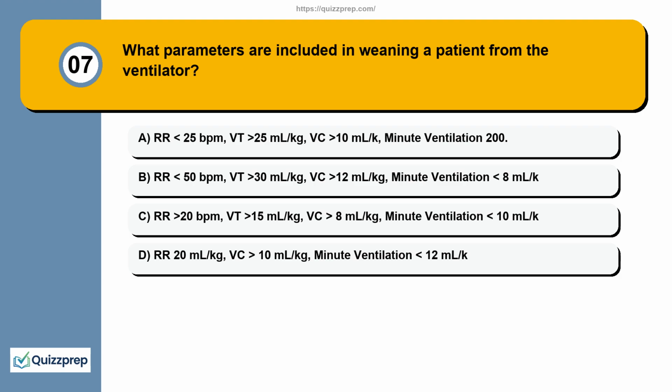Question 7. What parameters are included in weaning a patient from the ventilator? RR 25 BPM, VT greater than 25 ml/kg, VC greater than 10 ml/kg, minute ventilation 200. RR 50 BPM, VT greater than 30 ml/kg, VC greater than 12 ml/kg, minute ventilation 8 ml/kg. RR greater than 20 BPM, VT greater than 15 ml/kg, VC 8 ml/kg, minute ventilation 10 ml/kg. RR 20 ml/kg, VC 10 ml/kg, minute ventilation 12 ml/kg.